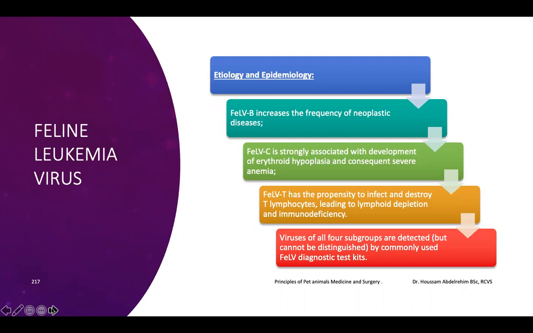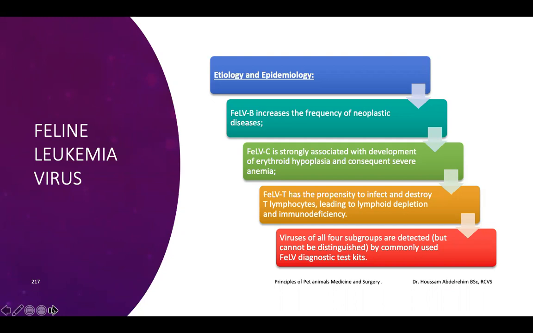الفيلاين لوكيميا فيروس بيزود الفريكونسي of neoplastic diseases. It's strongly associated with development of erythroid hypoplasia and consequent severe anemia. It has the propensity to infect and destroy T lymphocytes, leading to lymphoid depletion and immunodeficiency. فلو انت خدت عين الدم وعملت CBC هتلاقي ايه بقى في التي lymphocytes.